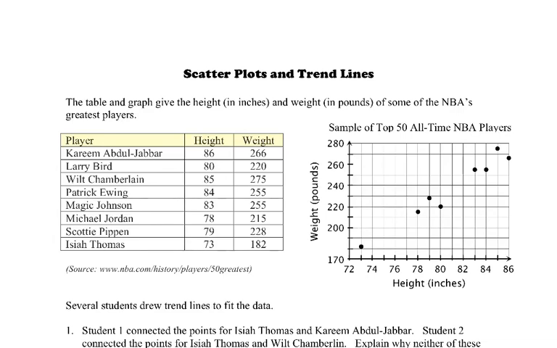In this lesson, we talk about scatter plots and trend lines. And this particular lesson focuses on the heights and weights of famous NBA stars, Kareem Abdul-Jabbar, Larry Bird, Wilt Chamberlain, Patrick Ewing, Magic Johnson, Michael Jordan, Scottie Pippen, and Isaiah Thomas. And they've plotted the height in inches and weight in pounds over here on this scatter plot. And our goal today is to create a trend line that best represents our data. That way we can make predictions about other heights and weights of NBA players.